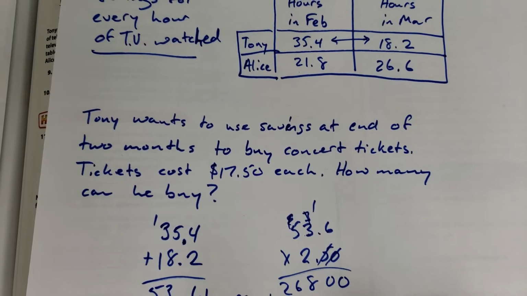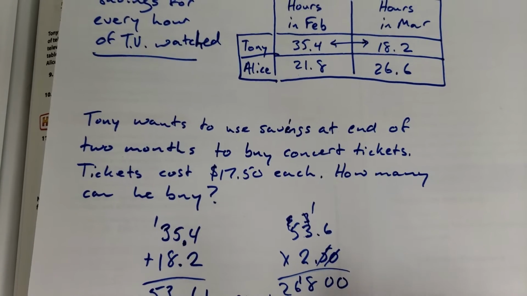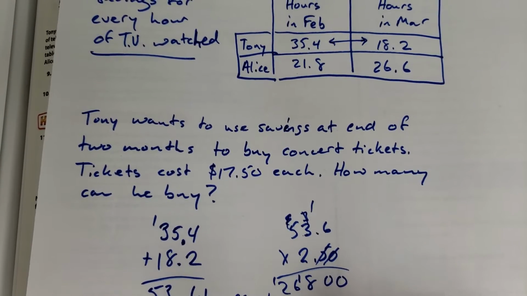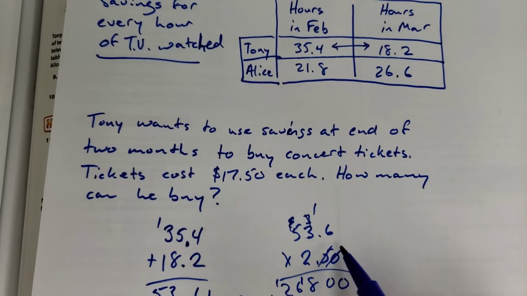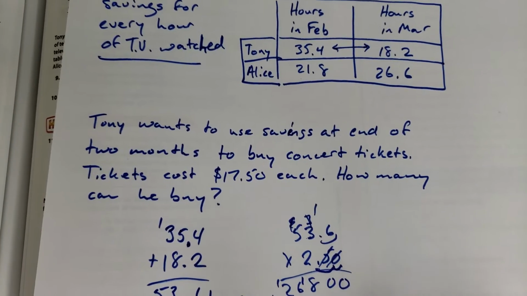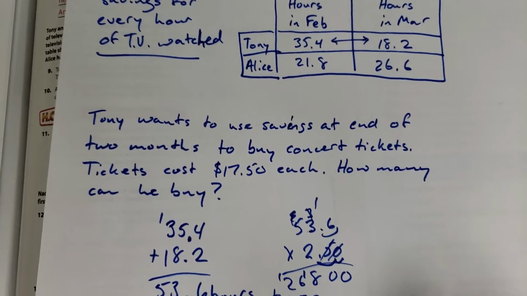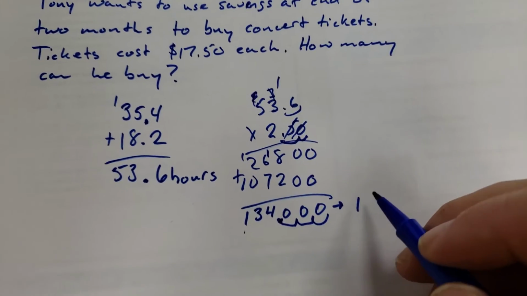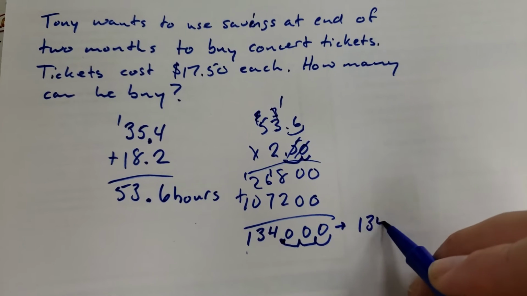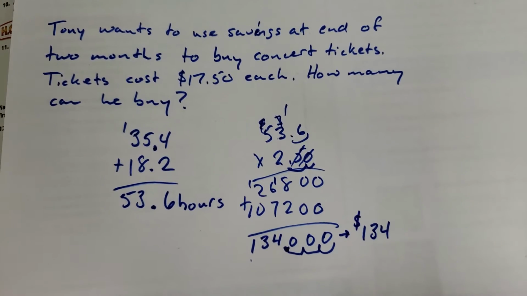0, 0, 10, carry the 1, 14, carry the 1, 3, and 1. I need 1, 2, 3 decimal places, 1, 2, 3 decimal places, which means he's going to put into his savings $134 into his savings.